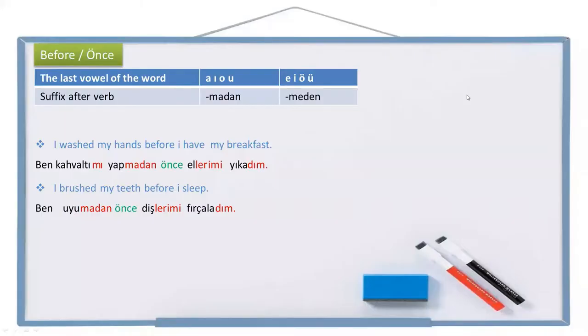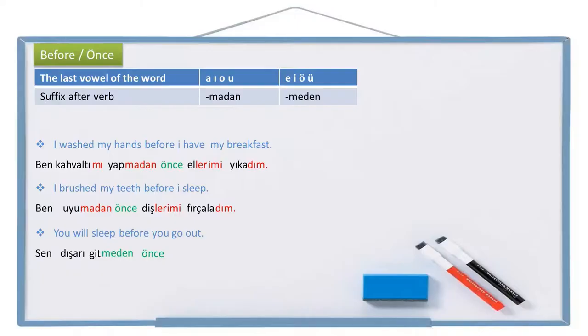Let's make one more example. You will sleep before you go out. Let's write the person pronoun first, you, sen. Now we are going to change the places of go out and before. Let's write go out first. Out, dışarı, go, git. Now let's write before, önce, and now we are going to combine them with a suffix meden. Dışarı gitmeden önce. Before you go out.